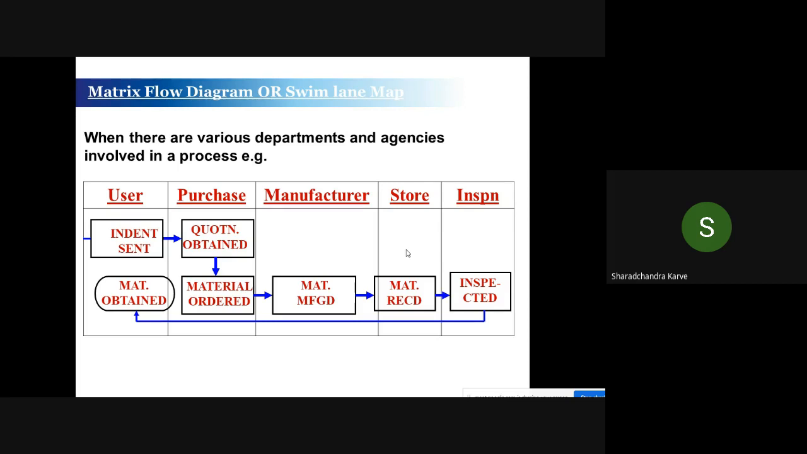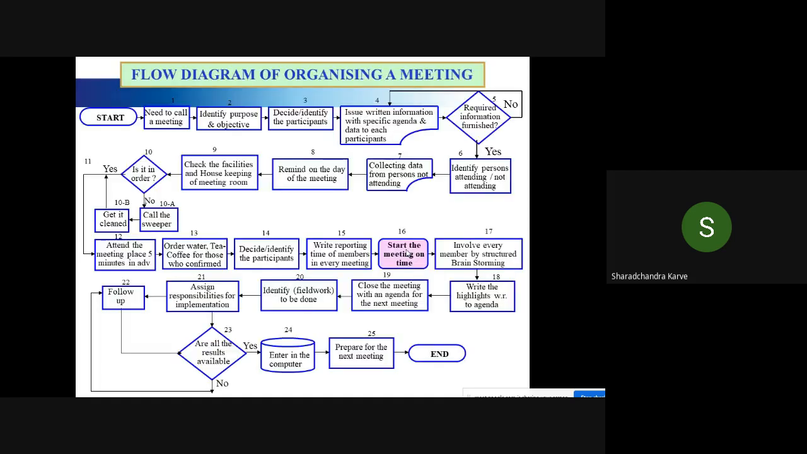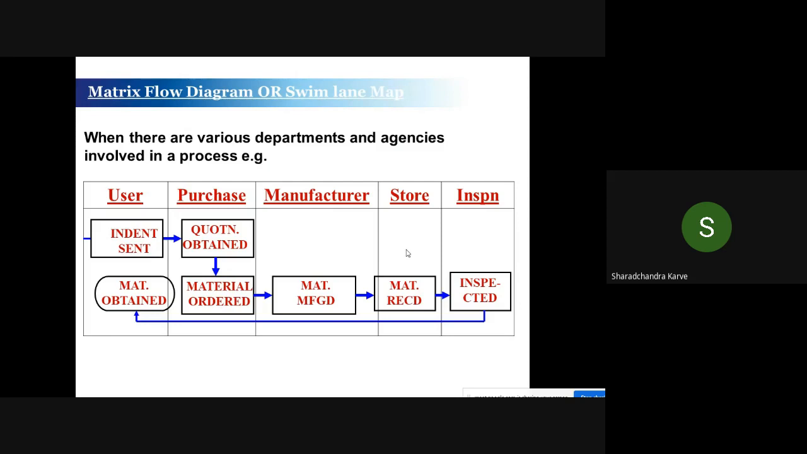And what is important, why is it called a swim lane? Because if you look at a swimming competition, the participating swimmer swims in his own lane. Like that, whichever department is working is in its own lane and does the job when it comes to it. That is why this particular mapping is called a swim lane map.